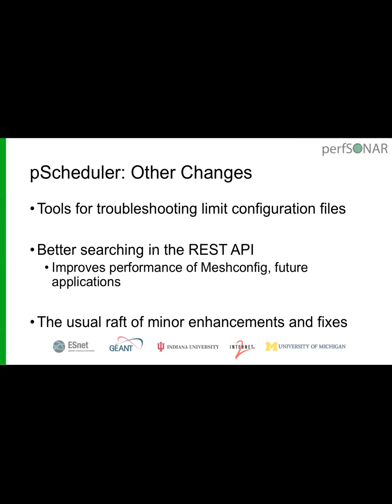As usual, there's sort of a raft of smaller things. We've added some tools for troubleshooting limit configuration files because they are sort of complex, and it's much easier to be able to validate and test those out without having to put it into the system, restart the system, and do trial and error with it. We've added some additional ways to search for tasks in the REST API. This was driven mostly by increasing the performance of mesh config and some other applications that we may have in the future, but it does open up some more options for pulling things out. And as usual, of course, we've done the usual raft of minor enhancements and fixes, all of which will be out in the release notes when we release this version.